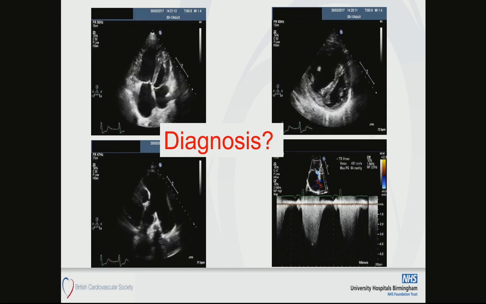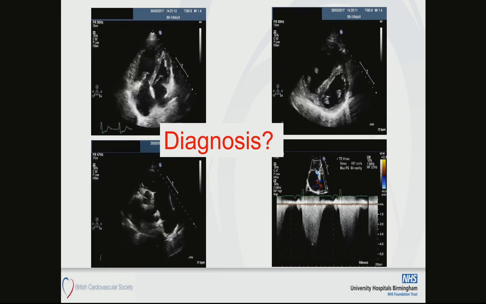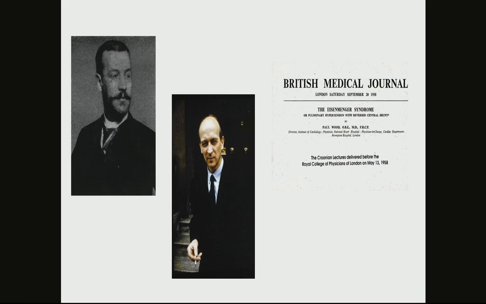So she had a VSD. Well, why has she got pulmonary hypertension? This is Eisenmenger syndrome, absolutely. So this is Victor Eisenmenger, who it's named after. He didn't have a clue what it was. He found it on a post-mortem and completely got the wrong end of the stick.